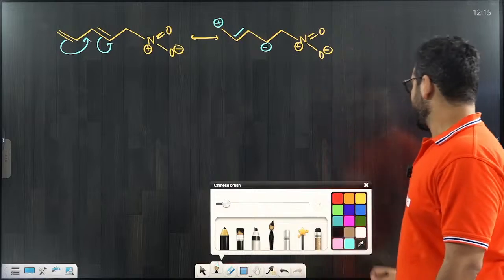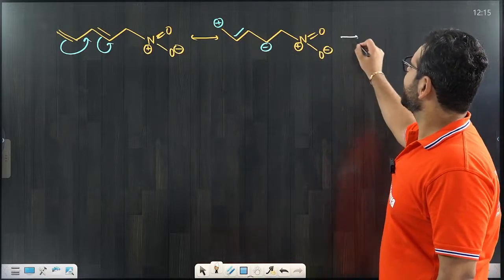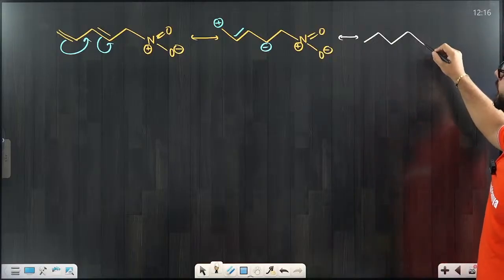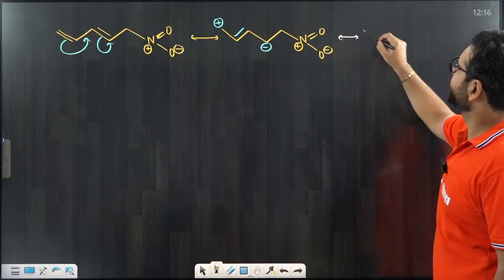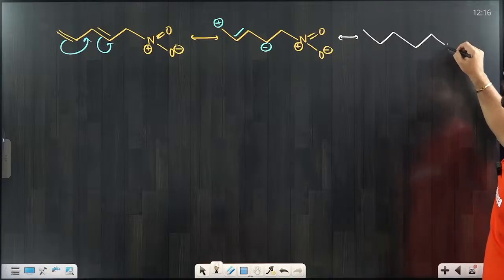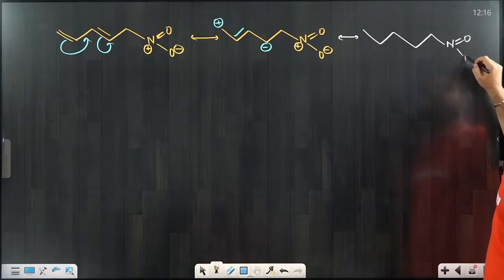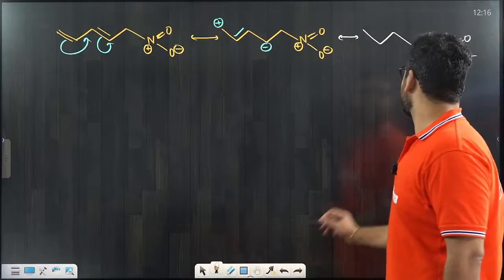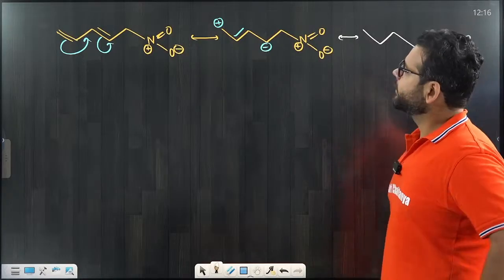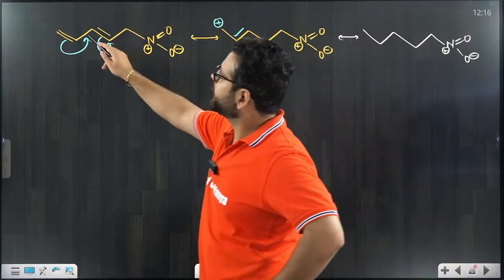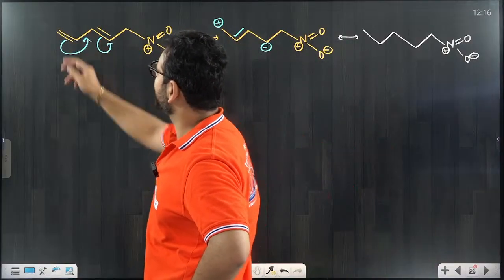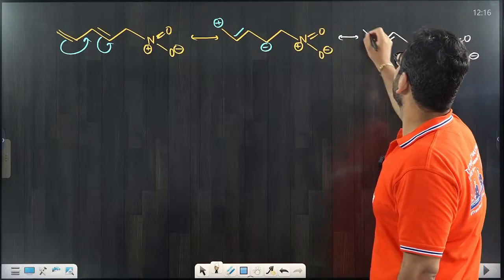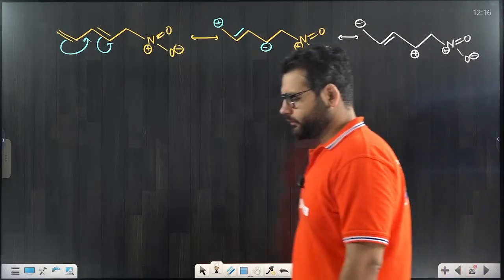Okay. And the next one, if I send it to the opposite side, then I'll say plus becomes pi, pi becomes pi, pi becomes minus, then the positive charge will come here. Minus will go there. Okay.